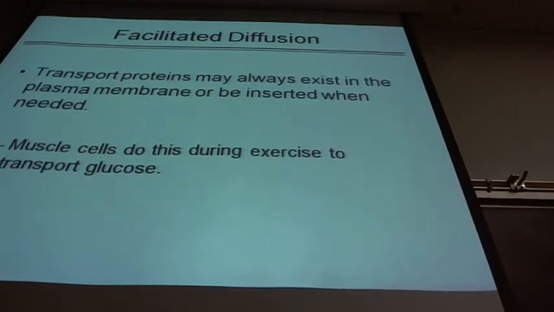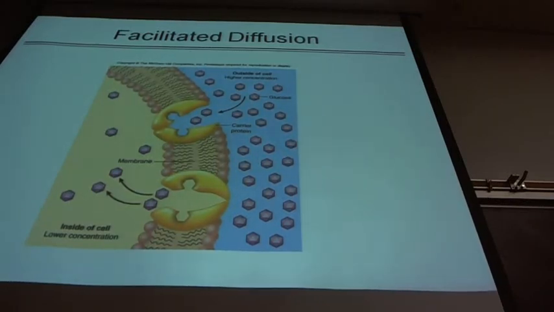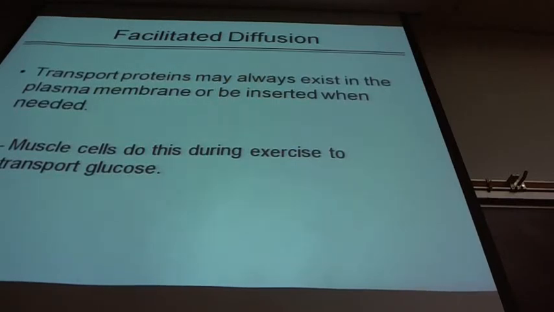Facilitated diffusion. Transport proteins may exist in the plasma membrane or be inserted when needed. It's interesting that if, say for instance, there's plenty of glucose in this cell, in some cells, these proteins come out of the membrane and go back into the cytoplasm and just float around until they're needed again. Then they're inserted into the plasma membrane, and the glucose comes in until the concentration goes up. Then they're pulled back out. Muscle cells do this during exercise to transport glucose. We will get to that when we get into the muscles.